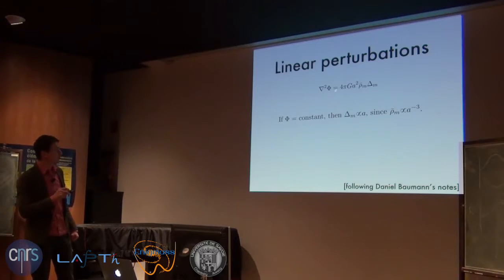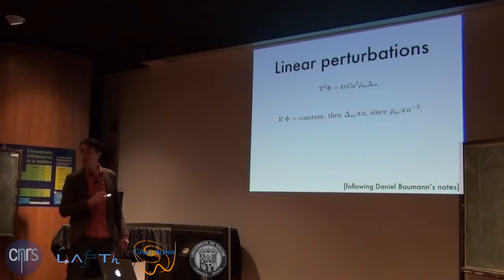So what is more relevant than the gravitational potential is, of course, the matter perturbations, and they're related to each other by the Poisson equation. So this is the Laplacian of the gravitational potential. This is the average matter density, and this is the matter density perturbation. Here's the scale factor squared, Newton constant, 4 pi.